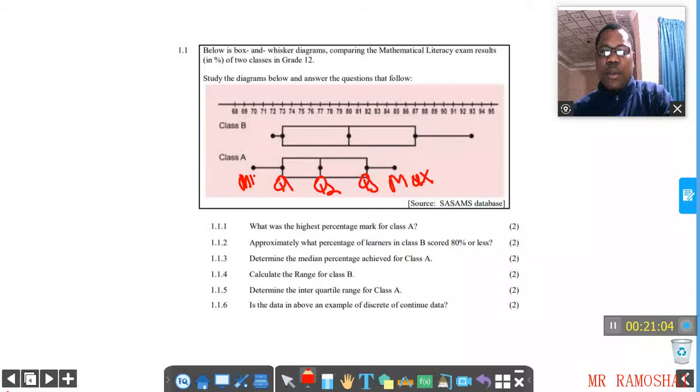This is the maximum value, right? So without this question, the examiner doesn't need to name these things. You have to know this diagram, right? Okay, let's jump into the questions, right? I will be writing the answer somewhere around here.